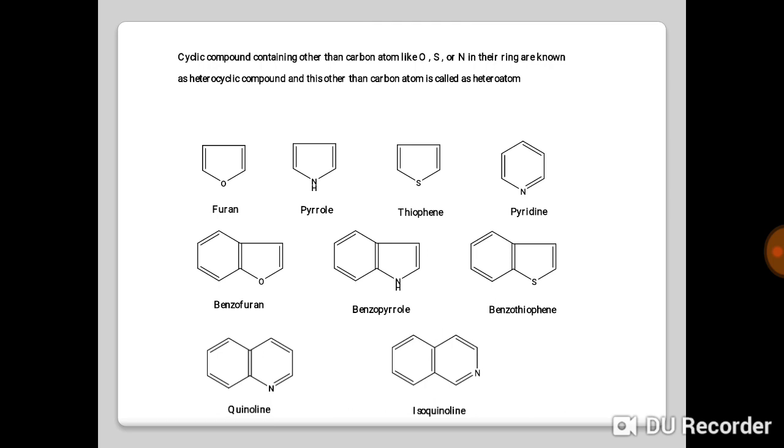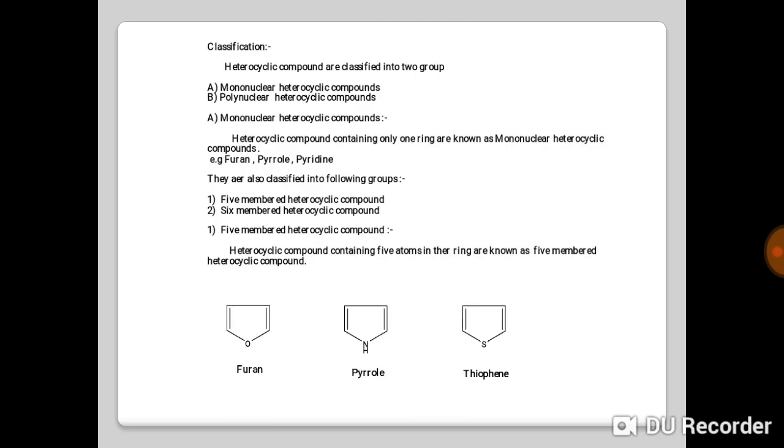or fused polynuclear hydrocarbons. So the next point is the classification of heterocyclic compounds. Heterocyclic compounds are broadly divided into two groups on the basis of their rings. First, A, mononuclear heterocyclic compounds, and B, polynuclear heterocyclic compounds. First of all, we will see the mononuclear heterocyclic compounds. Heterocyclic compounds containing only one ring are known as mononuclear heterocyclic compounds. Mono means one, nuclear means ring. It has only one ring in its structure. For example, furan, pyrrole and pyridine.